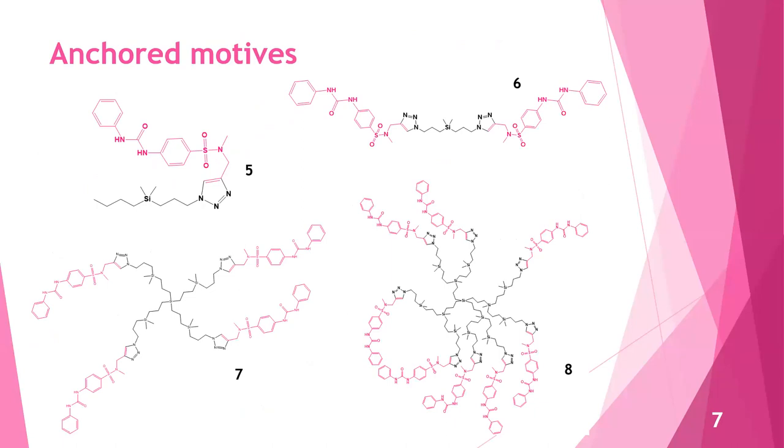Then we proceeded to some preliminary experiments, and it seems that bivalent receptor 6 forms self-aggregates in solution. So for further discussion, I will focus my attention only on monomer 5 and both dendrimers.